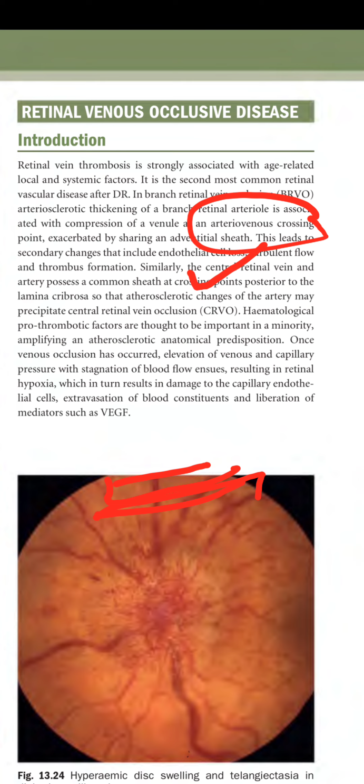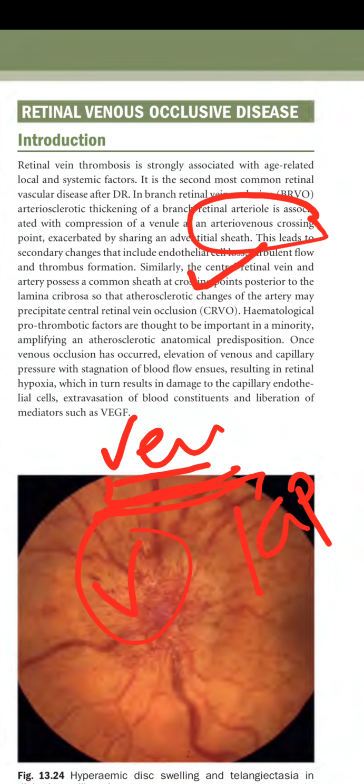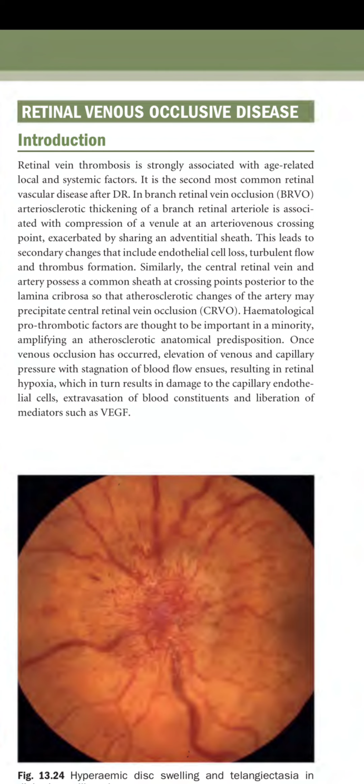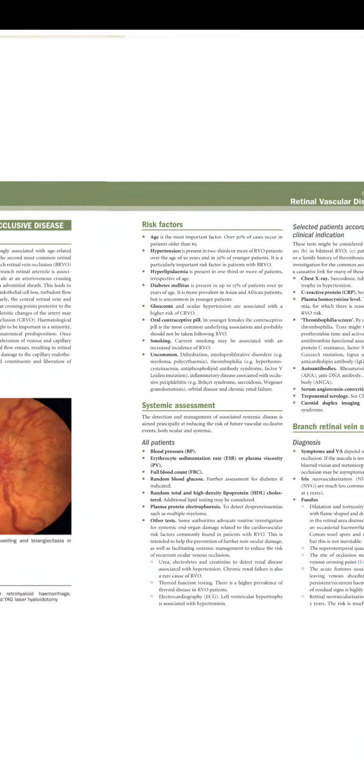Once venous occlusion has occurred, elevation of the venous and capillary pressure with stagnation of the blood flow ensues, resulting in retinal hypoxia, which in turn results in damage to the capillary endothelial cells, extravasation of blood constituents, and liberation of mediators such as VEGF. So once the venous occlusion occurs, it leads to elevation of the venous pressure and capillary stagnation, resulting in retinal hypoxia and endothelial cell damage. The blood will extravasate, and there will be liberation of mediators such as VEGF.